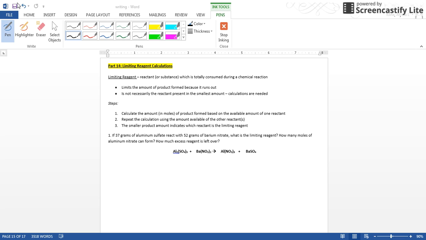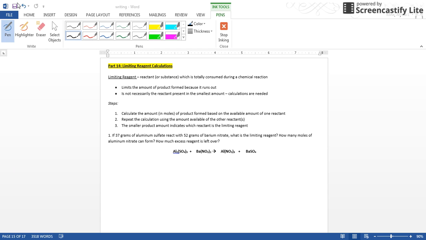A limiting reagent or reactant is a substance that's totally consumed during a chemical reaction. It's going to limit the amount of product that forms because it's going to run out first, but it's not necessarily the reactant present in the smallest amount. For example, if I tell you have 2 grams of something and 5 grams of something else that react, it's not necessarily the 2 grams. So you need to do some calculations.